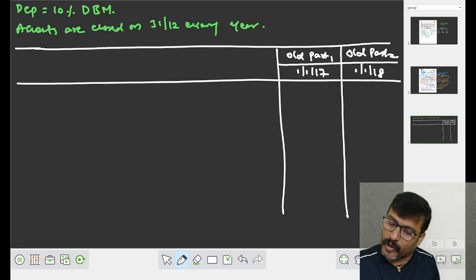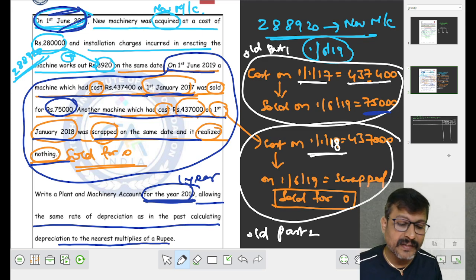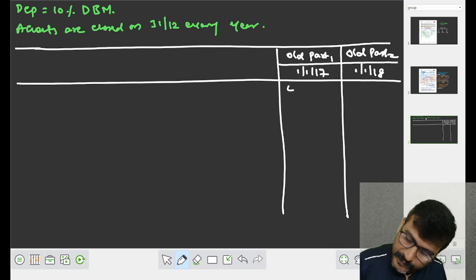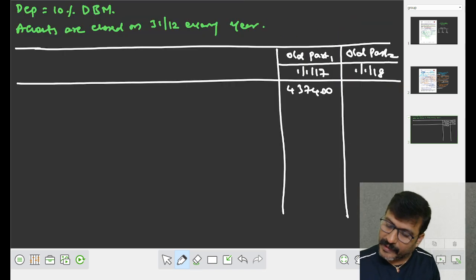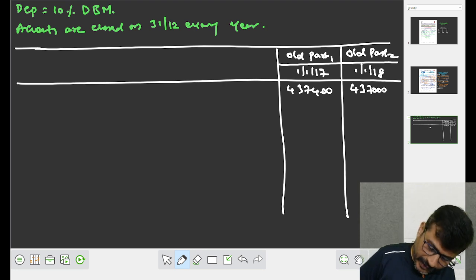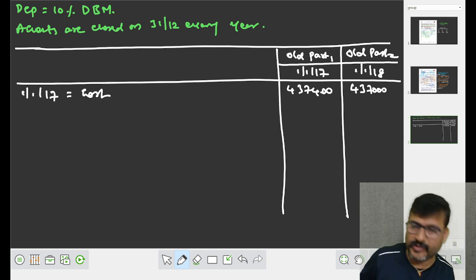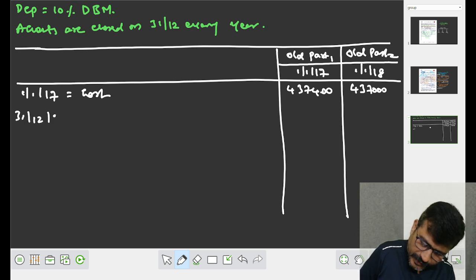What is the cost of the old part 1? The cost of the old part 1 is 4,37,400. What is the old part 2 cost? 4,37,000. Now let me write 1st January 17 cost. Accounts are closed on 31st December 17.